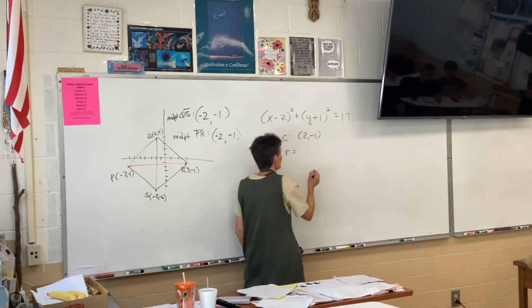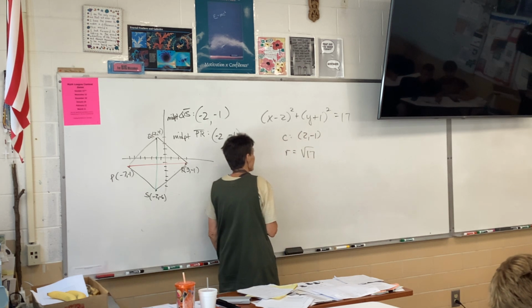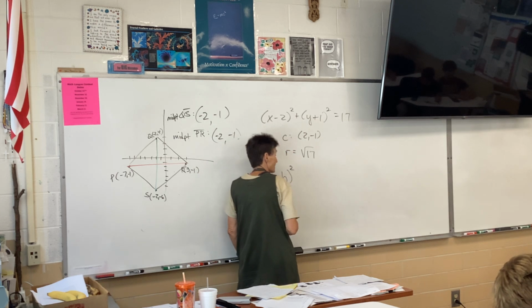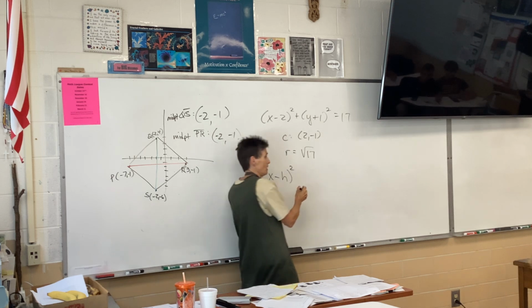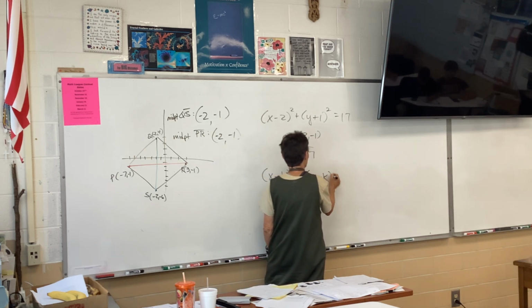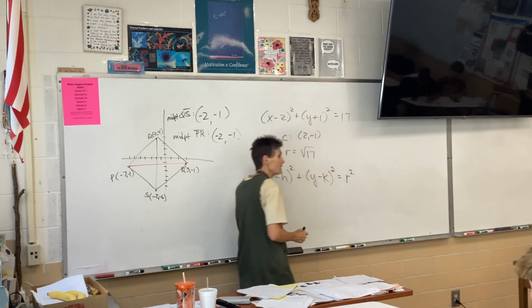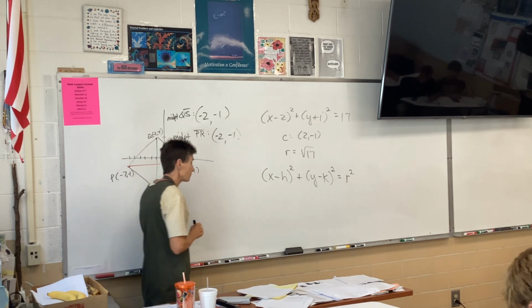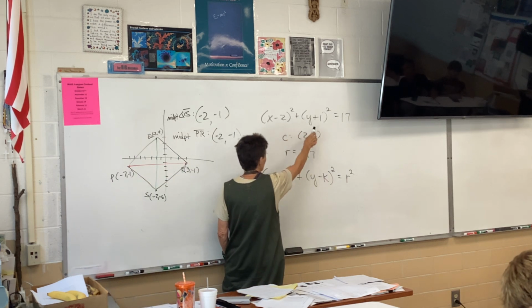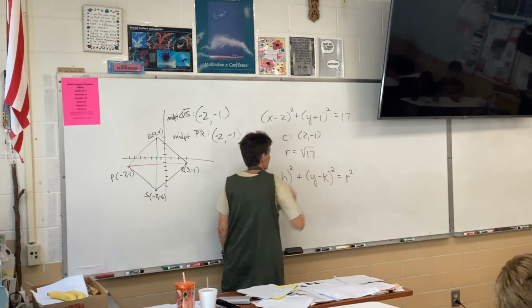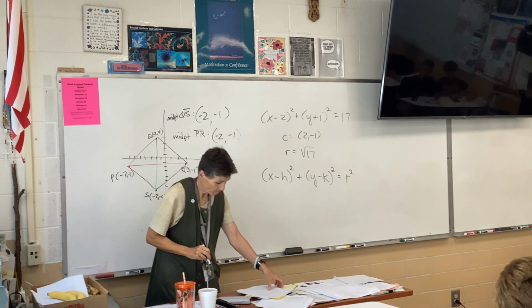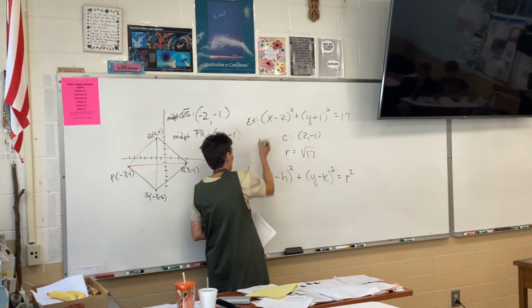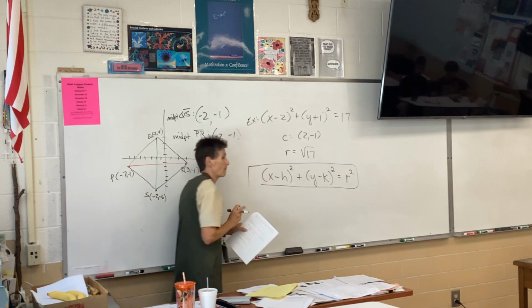Square root of 17. So, in terms of the formal standard form, we say x minus h squared, does that sound familiar? Plus y minus k squared equals r squared. That's the equation, the standard form of the equation of a circle. The center is (h, k), just like you said, and the radius is the square root of that number. So this is an example. This is the actual standard form.